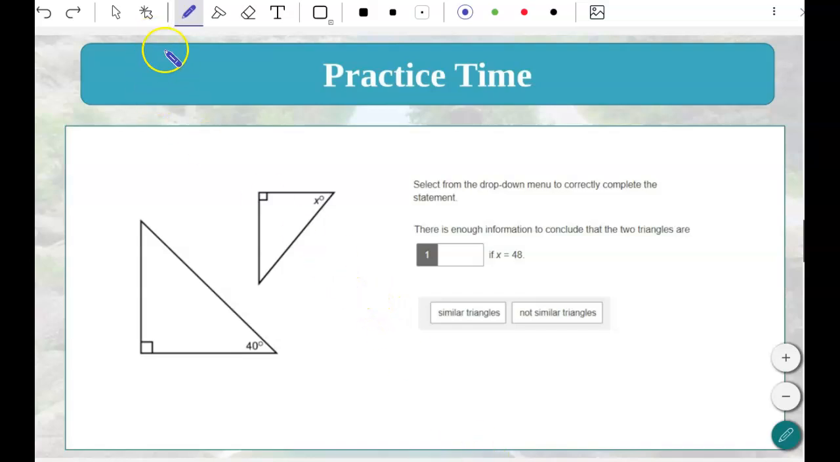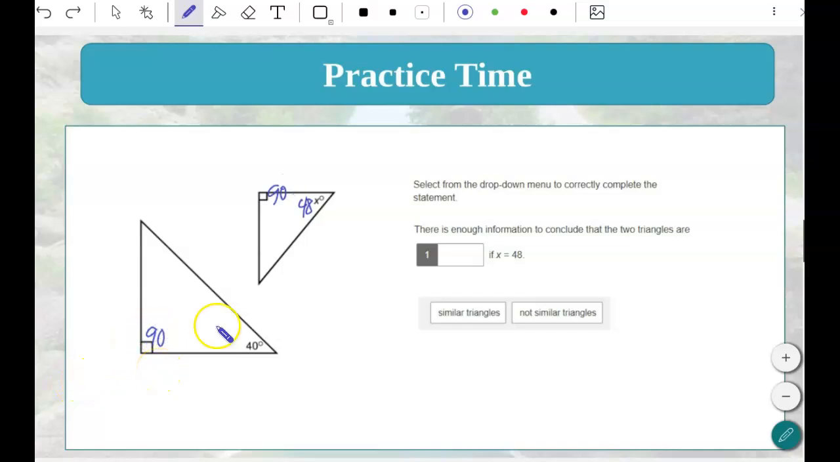This one says you've got the two triangles. You've got an angle given here, and you should know this angle because it's a right angle. Is there enough information to conclude that the two triangles are similar or not similar if x is 48? Now they've given us this. This is 48. And we know this is 90. And we know this is 90.